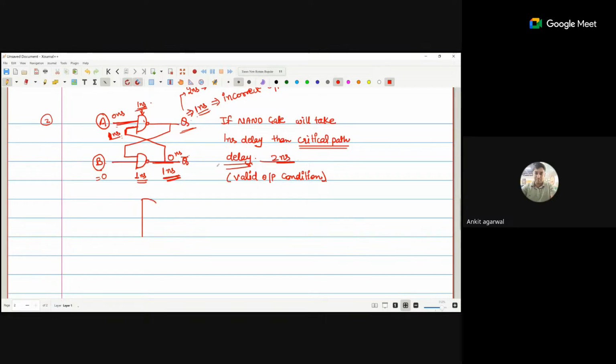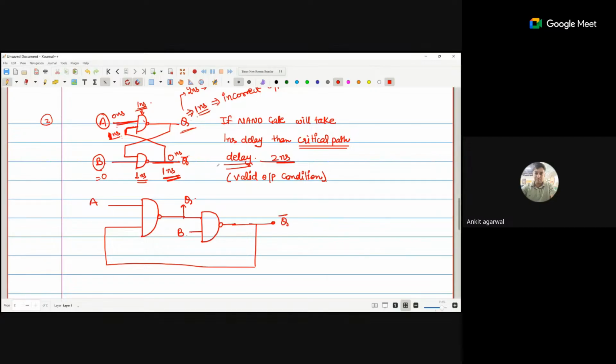Okay, you can modify your circuit in this way also. This is one NAND gate, with inputs A, B, then the output. This one is the Q, and this is Q bar.